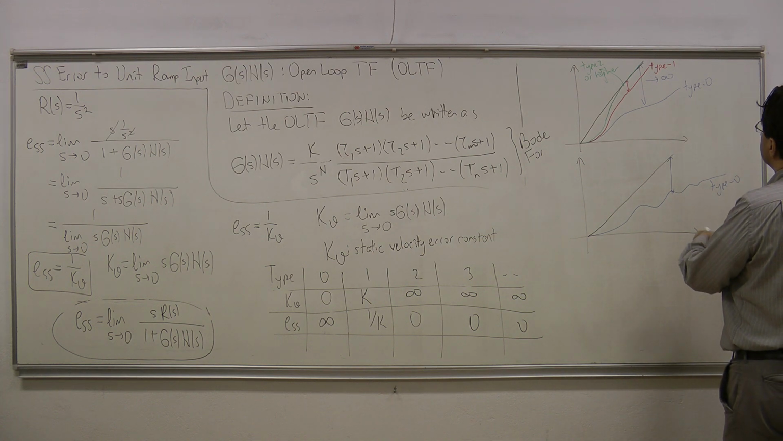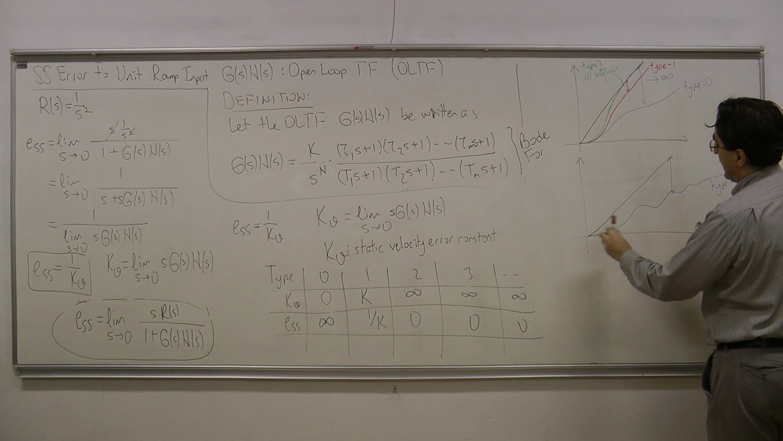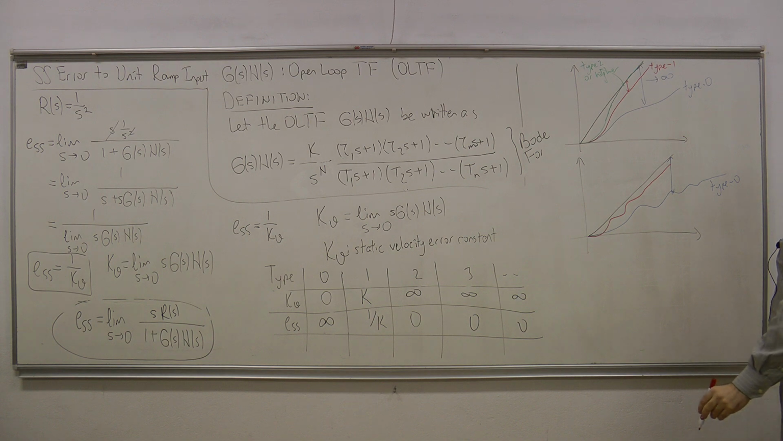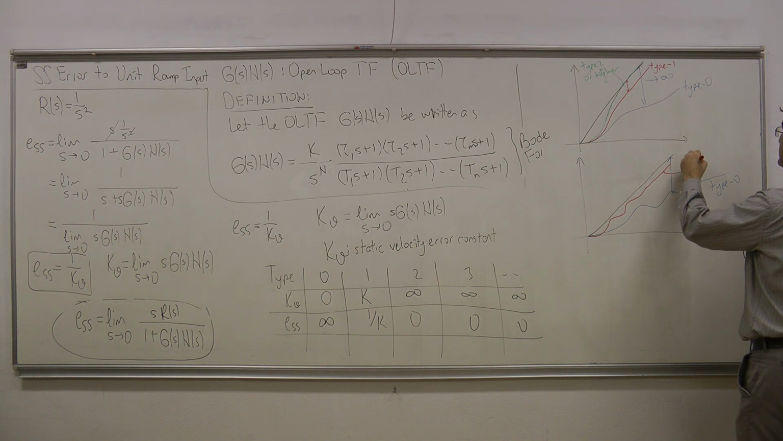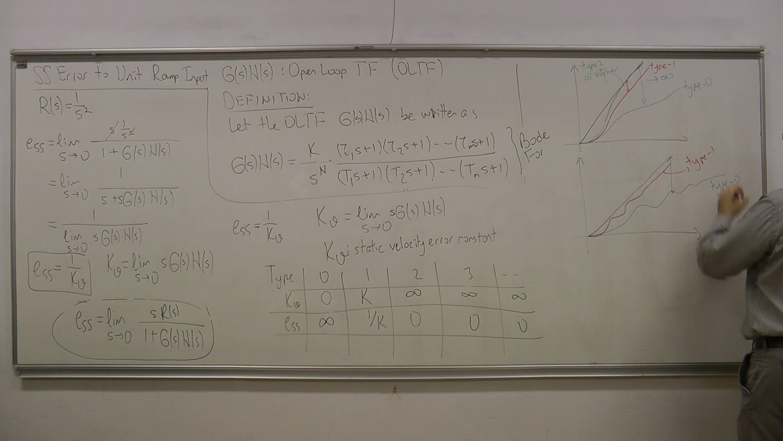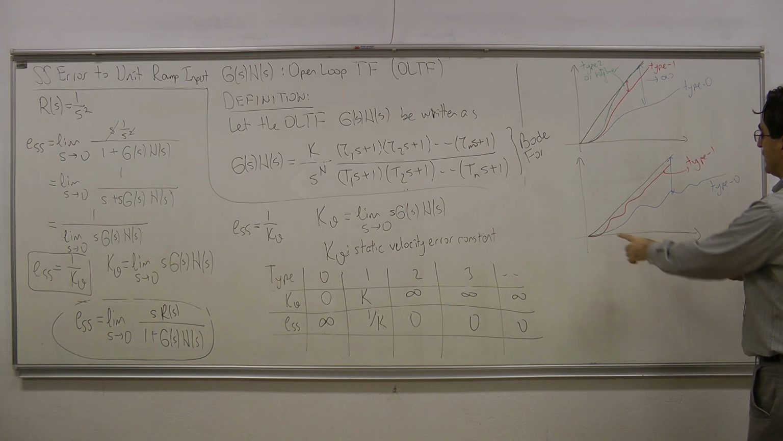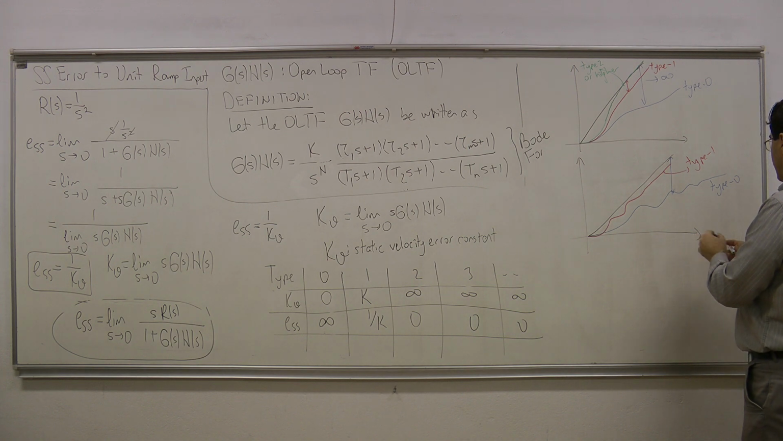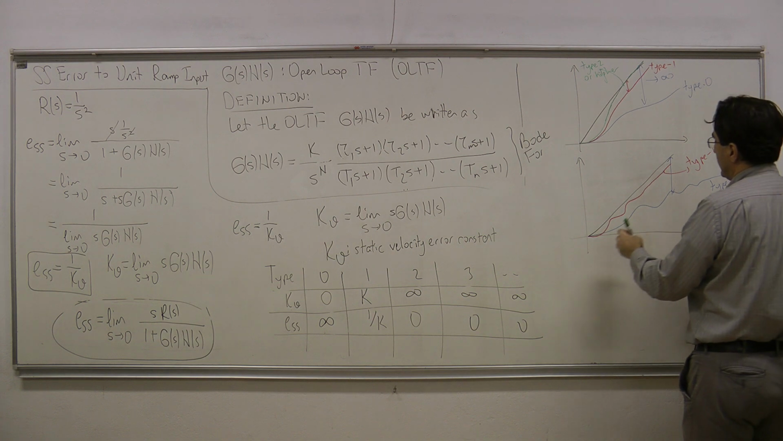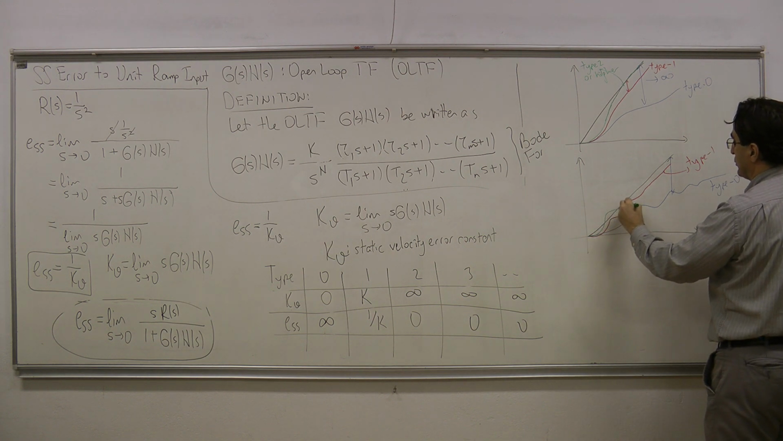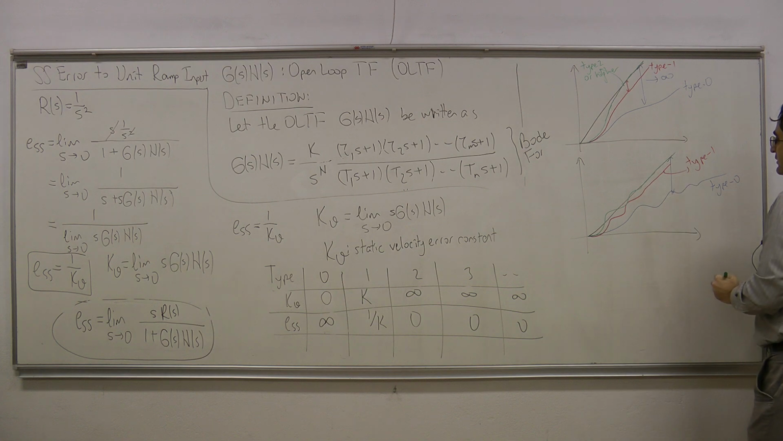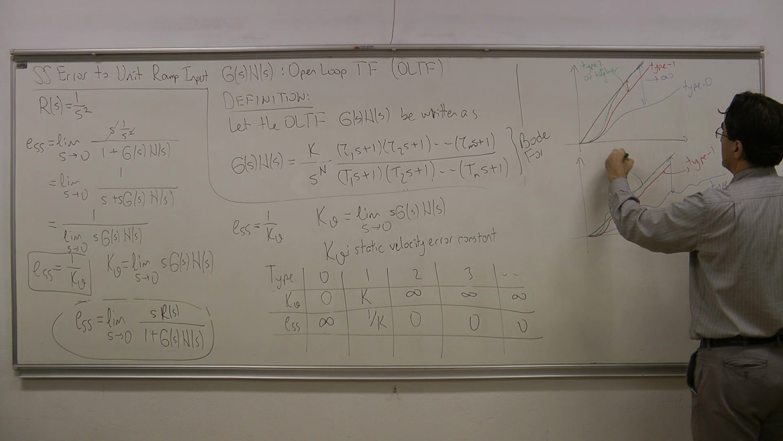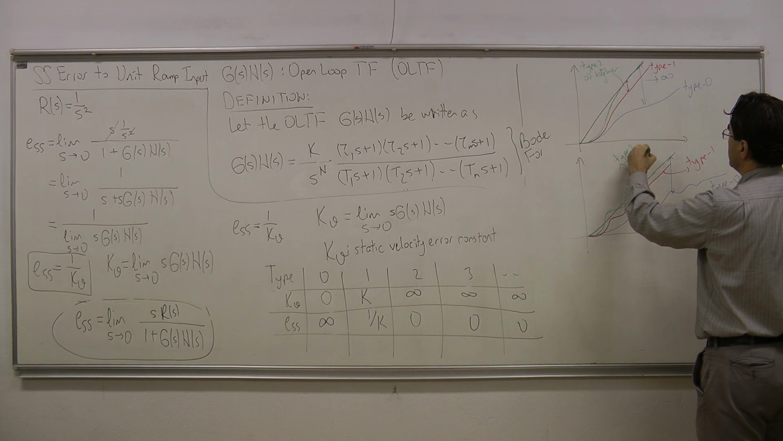And what about type 1? I would have a response like this, oscillating at first, but then converging to a constant difference. This is what the type 1 system would be looking like when we have complex poles for the closed loop system. And finally, a type 2 or higher system would be responding like this. It would oscillate around this value, and it would converge exactly on top of the desired value. So this is type 2 or higher.